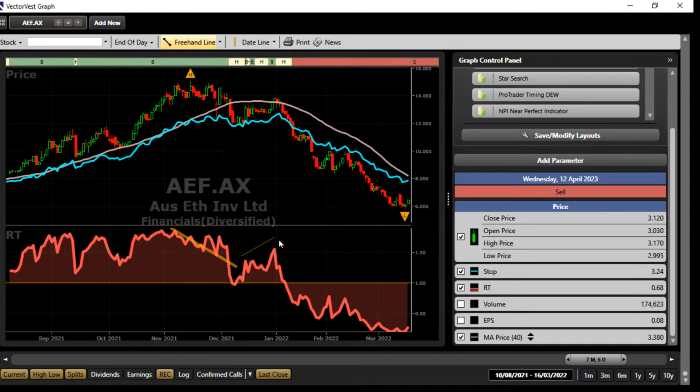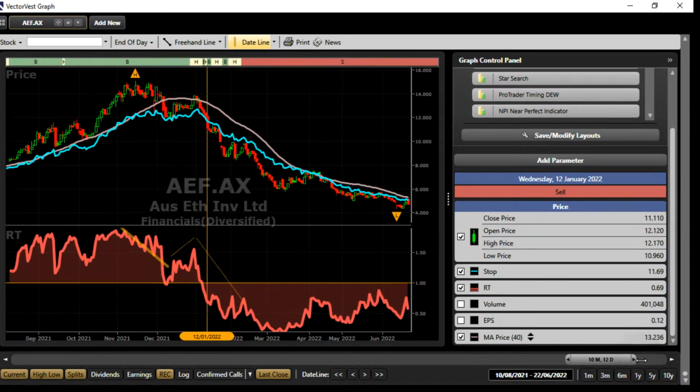It tries to fight back, and no sooner has it fought back, bang, down it goes again. That really is telling you now to be careful. It tried to break out, it failed, it breaks down again. At that point there, be careful. All four are being met. Volatility in price, through the 40-day, through the stop line, VectorVest rec equals sell, through the one line on RT. There's your exit. Be careful.